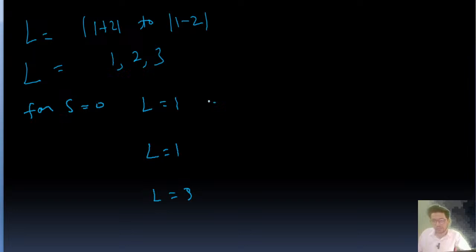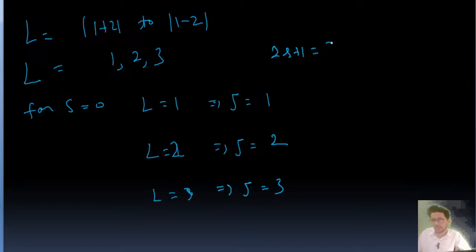And this implies J values are going to be 0 plus 1, that is 1. This is simple, right? For the next one, J value is going to be 2, and the next J value is 3, right? So for the spectroscopic term, we will find the multiplicity for S equal to 0. Multiplicity is 2S plus 1, that is 1.